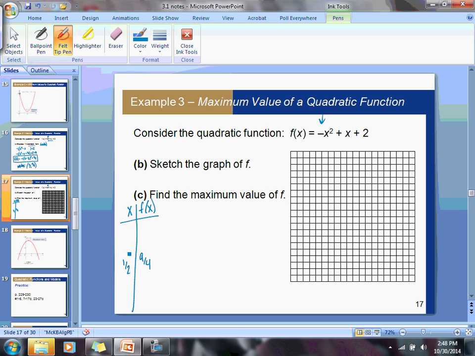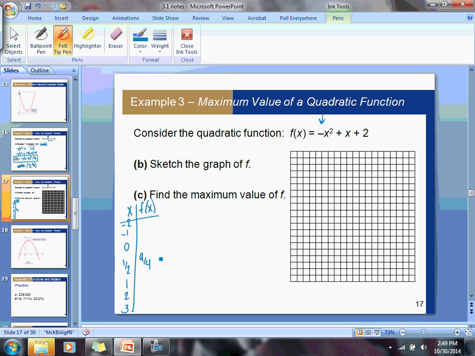A couple of numbers above and below 1/2. Let's see, 1/2 is between 0 and 1. And then you can have -1. You might need a few more. You might need -2. You might need 2 and 3.